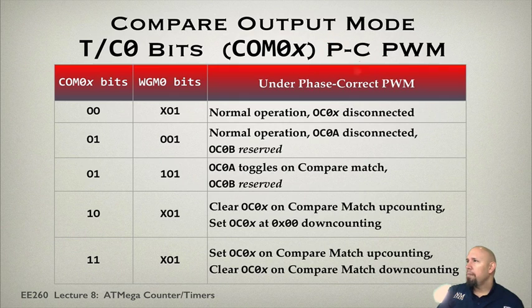Okay, in this case, PC pulse width modulation means phase correct pulse width modulation, and again, we have a set of things that can happen. In particular, we have toggles that can happen on compare match, or clearing on compare match, or set. So this clears on compare match, this sets on compare match. So we have those various options. Okay, so the timer 0 timer counter control register 0A is what sets all of this stuff.